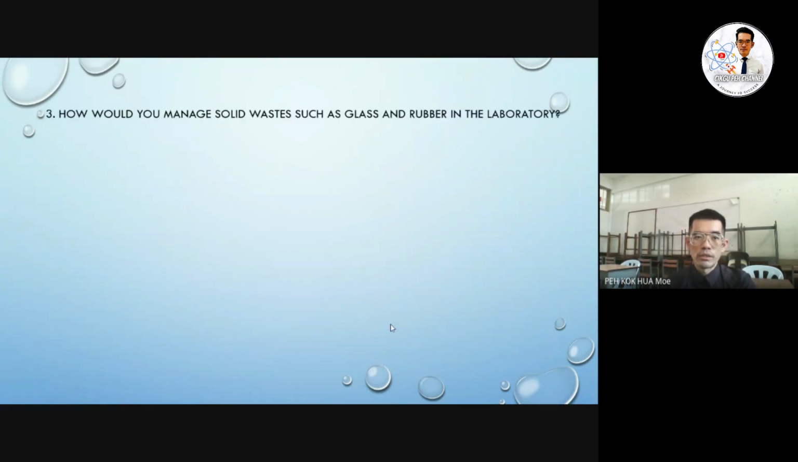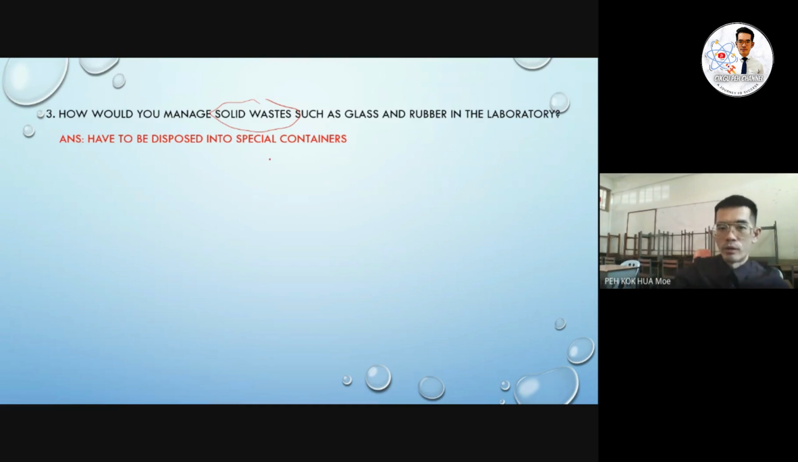The next question: how would you manage solid waste such as glass and rubber in the laboratory? This is solid waste, so dispose of it in the special container. Also follow the instructions which I already mentioned in the previous slide.